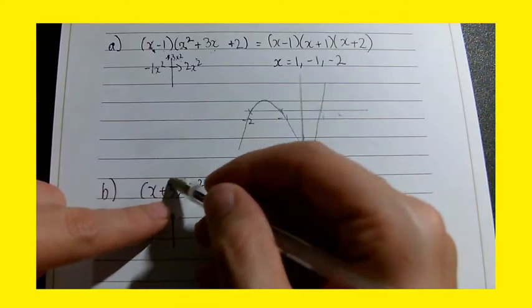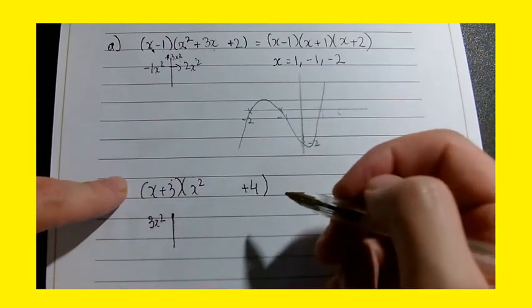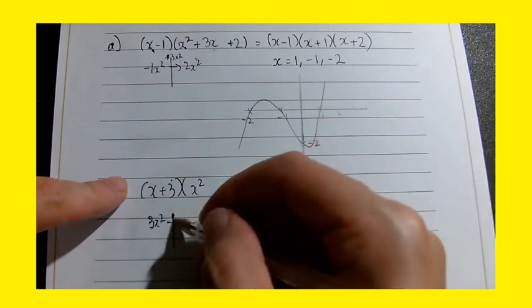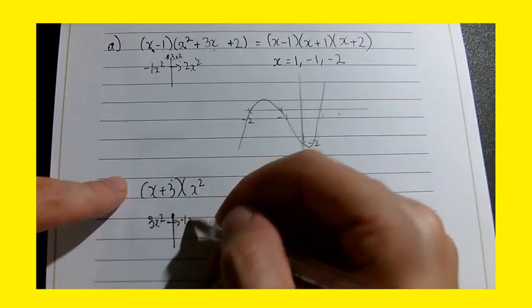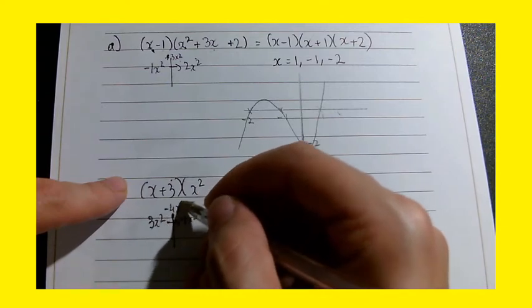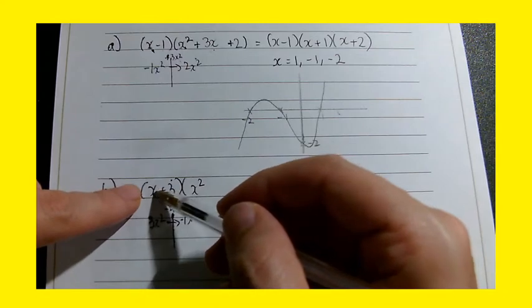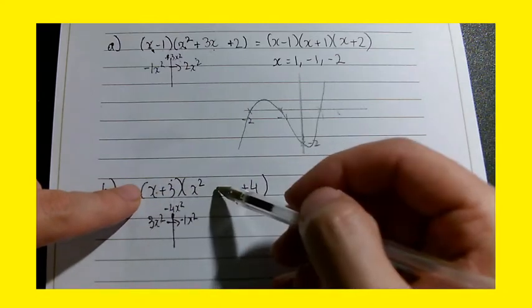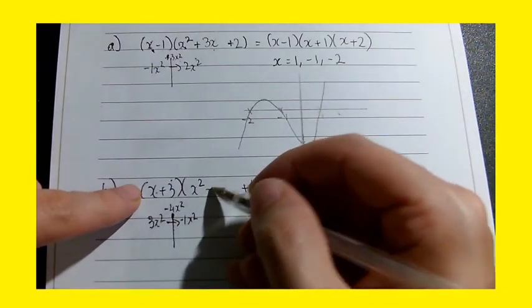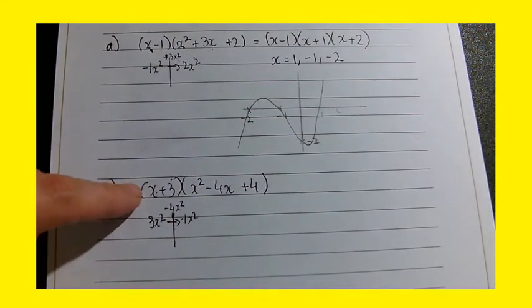So at the moment I've got 3x squared, and I want to make minus 1x squared. So for me to do that, I need to subtract minus 4x squared. Okay, so to do that, I'm going to do x times something to give me minus 4x squared, which is minus 4x.